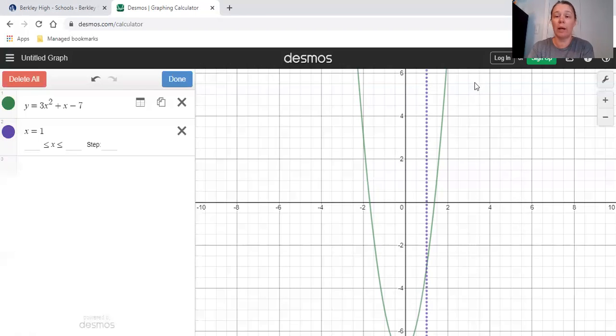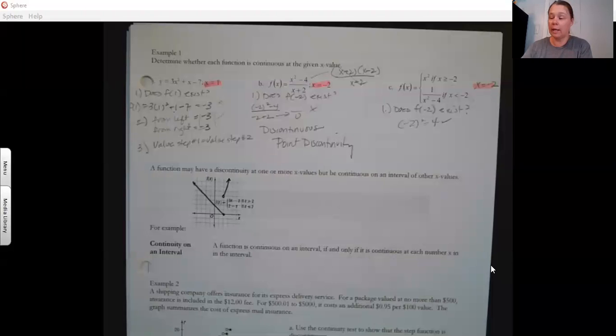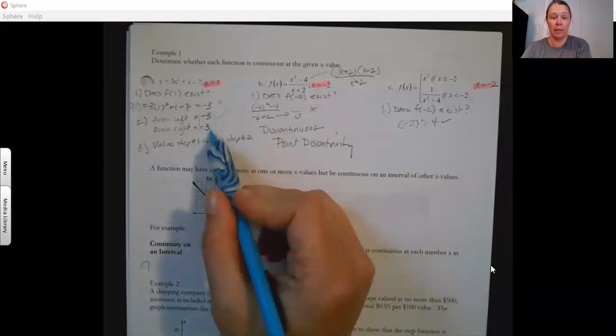And now how about from the right? If I start over here on the right side of x equals 1 and I start heading towards x equals 1 along my graph, what y value am I getting closer and closer to? I'm getting closer and closer to -3 again. So remember my criteria for step 2 was that I had to be approaching the same value from the left and the right, and I am. I'm approaching -3 in both cases.